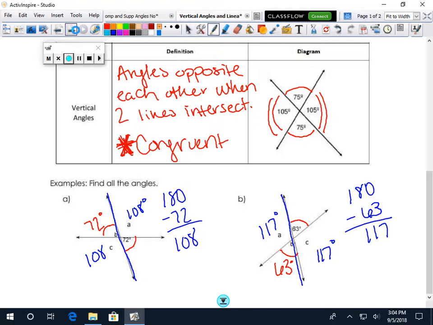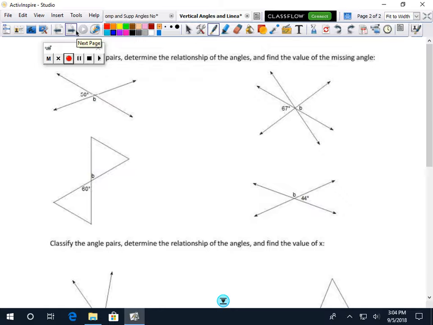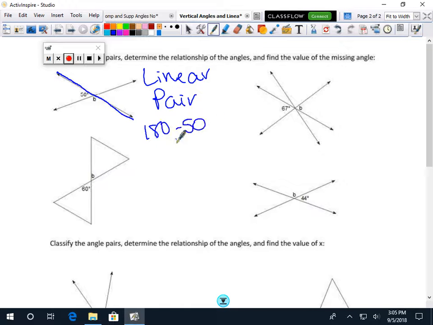Moving right along, let's look on the back of the paper now. What we want to do on the back is classify the angle pairs, determine the relationship of the angles, and find the missing angle. On the very first example here, I have a straight line. The straight line makes these two on the same side a linear pair. So to find angle B, I'm going to do 180 minus 50. These are a linear pair. 180 minus 50 would give me 130. So angle B is 130.